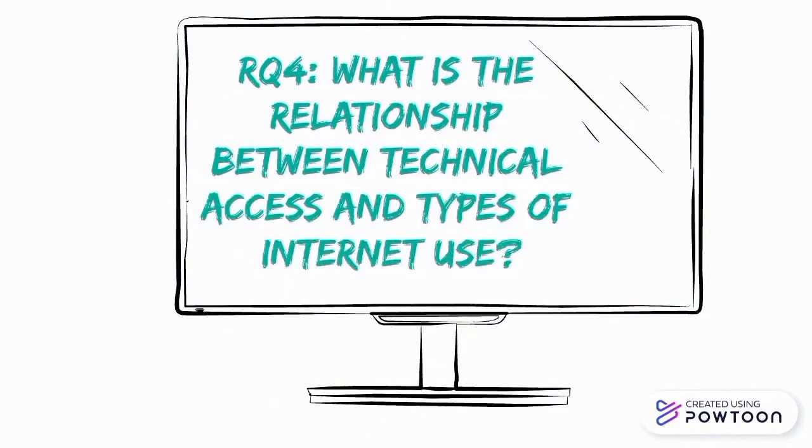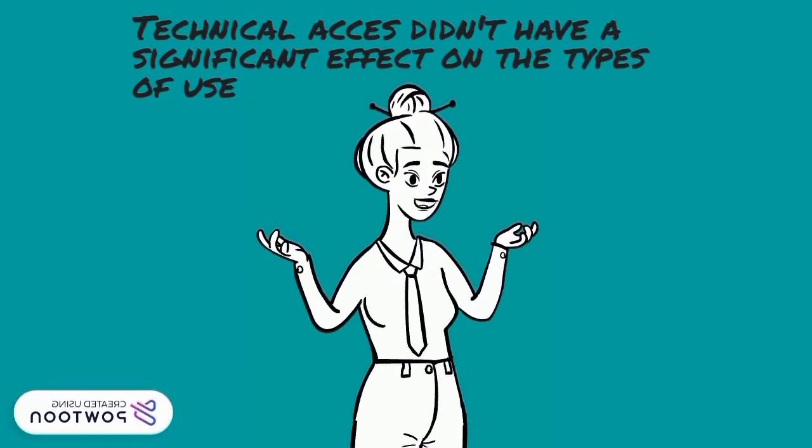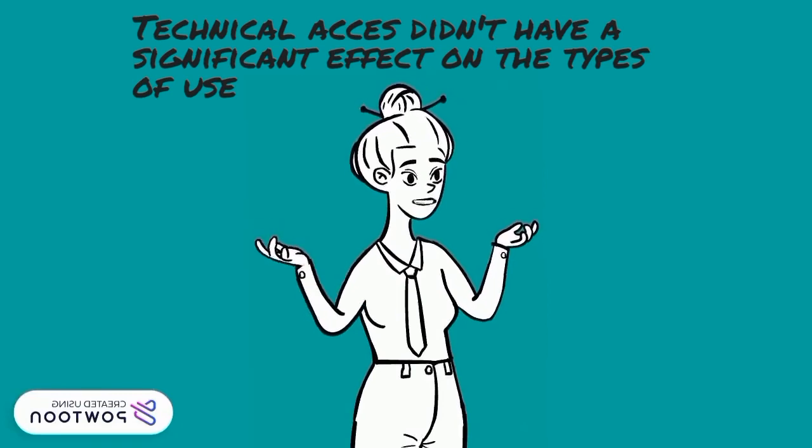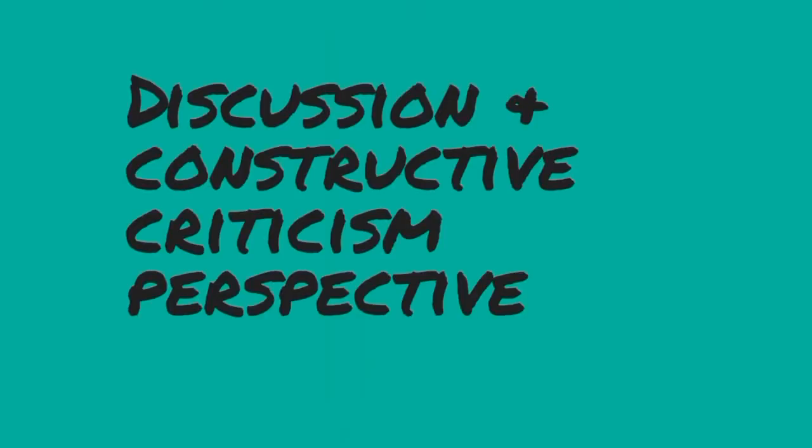Now for the fourth research question, it was basically found that there was no relationship between technical access and the types of use of the internet. Well, now the final thoughts on this research are basically that there is an importance of motivation and motivational factors in the use and type of use of internet, as well as other factors such as education and also the place people live in, whether a city or a town.